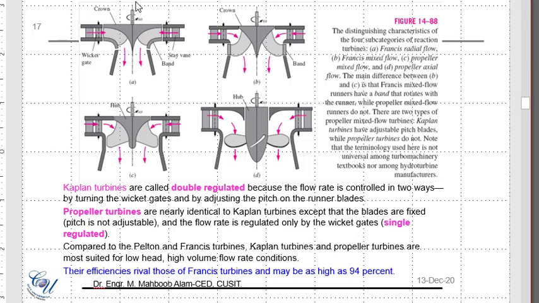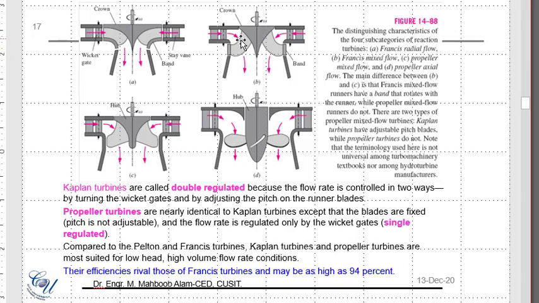Its axis, the rotating axis, is this one, and this water is entering in the radial direction. In another type, the water would be entering the system and it would be turned before it hits these blades or the vanes of the turbine.